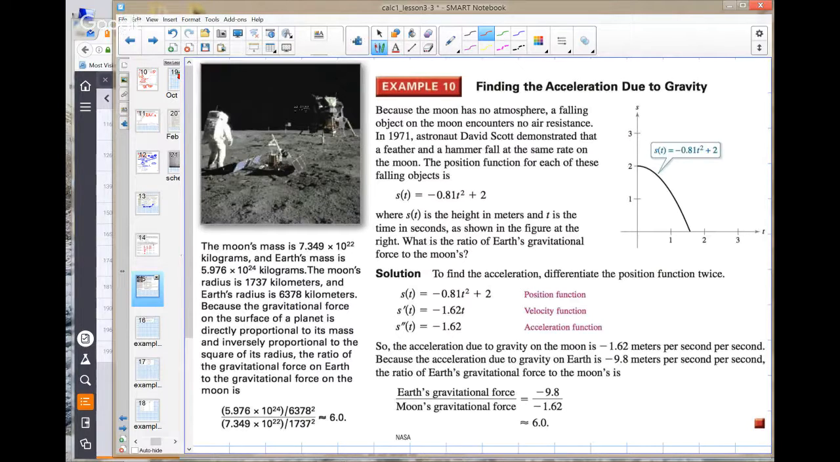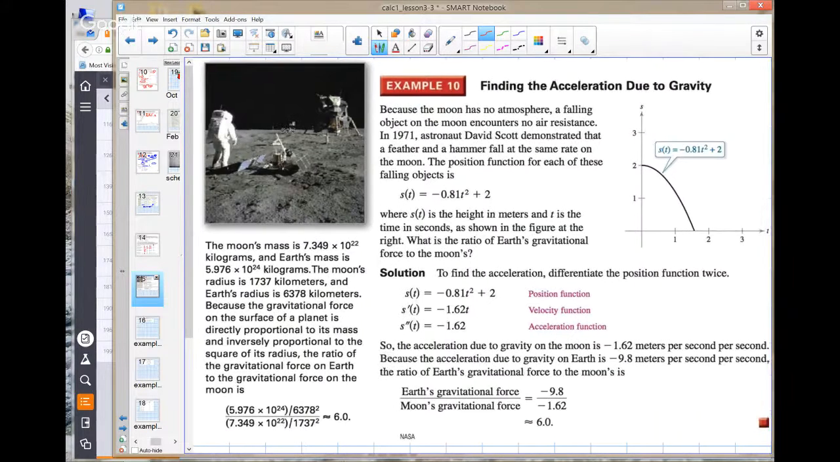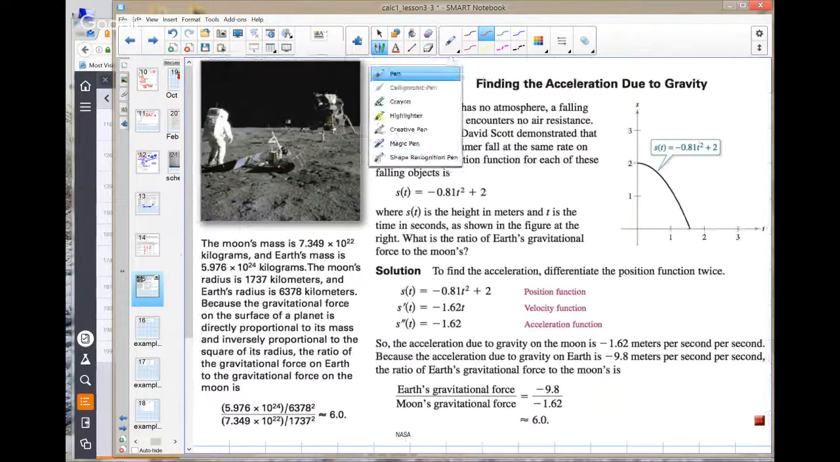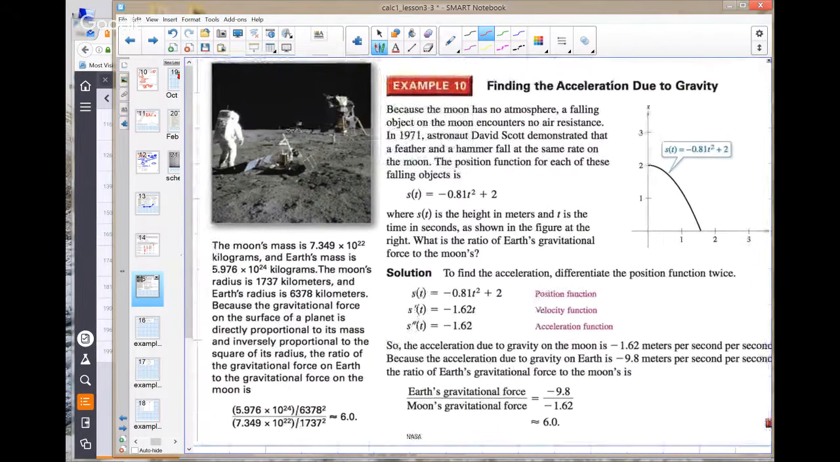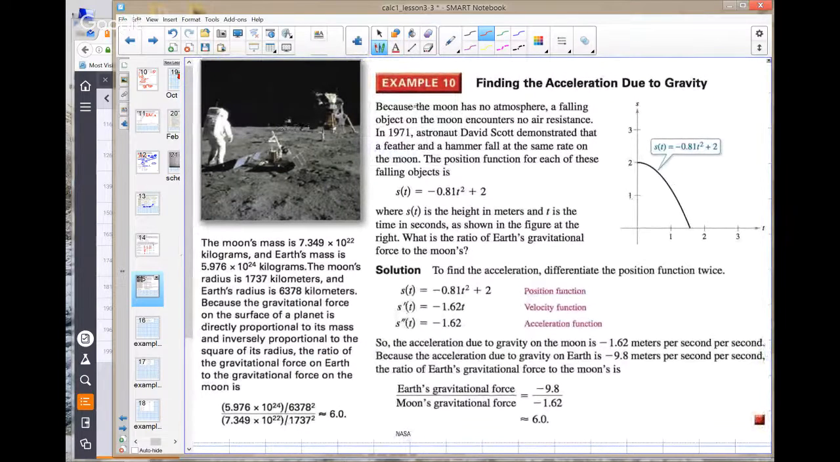Here is the distance equation. Sorry, I'm having a little trouble selecting here. There is the distance equation for where an object is after it's dropped, and that's for the moon. So s of t is simply the height in meters, and t is the number of seconds it takes for it to fall. So that's a distance equation.